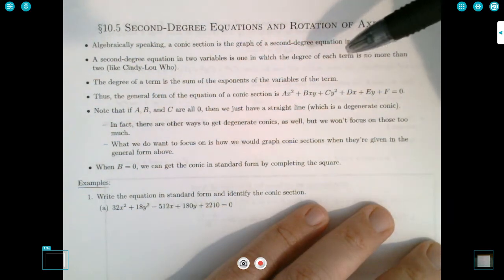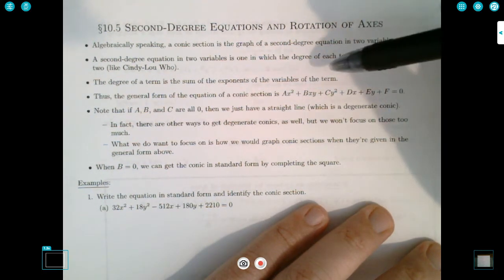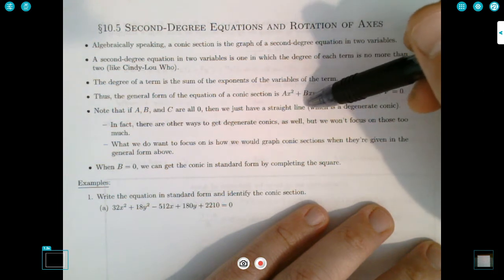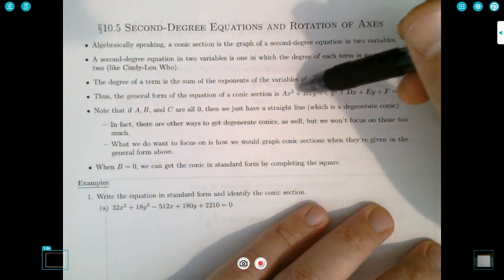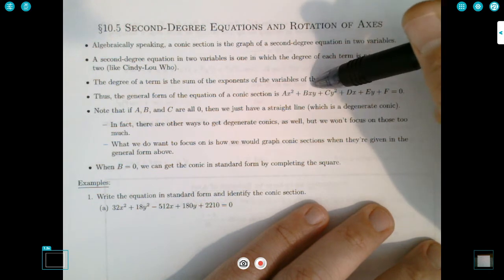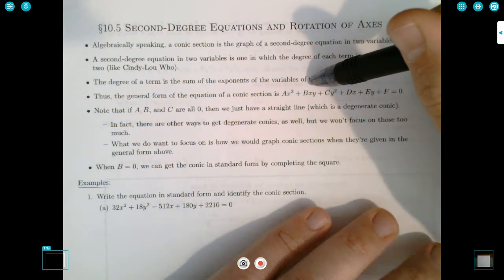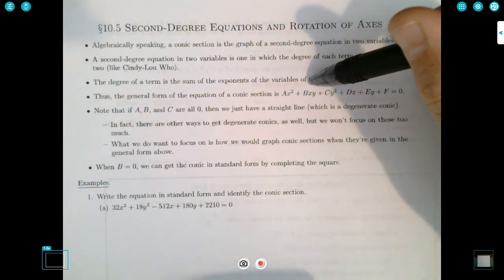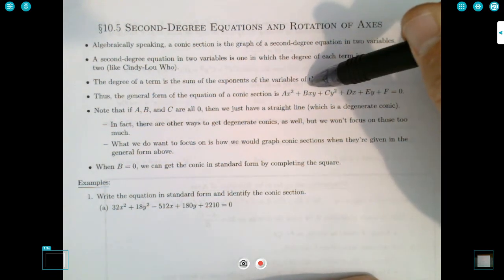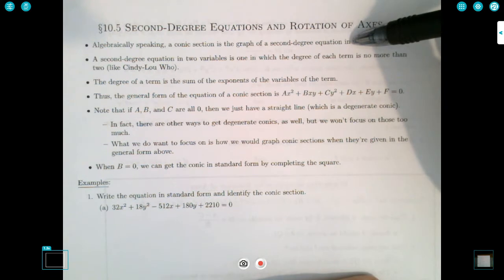When you look at conic sections in this way, the thing that sticks out is this Bxy term. This is called the cross product term. We're not sure yet what that does to the conic section. It turns out to be a rotation of axes.